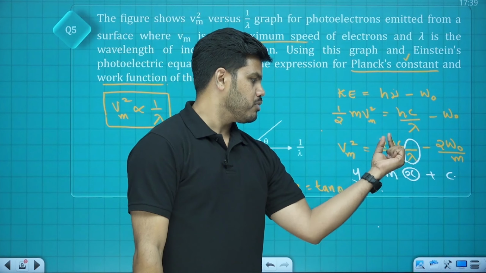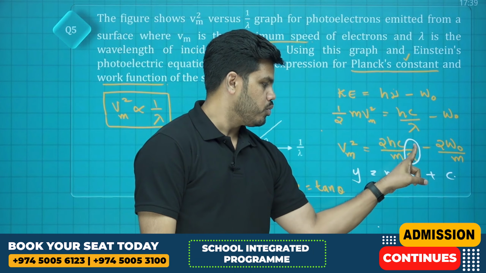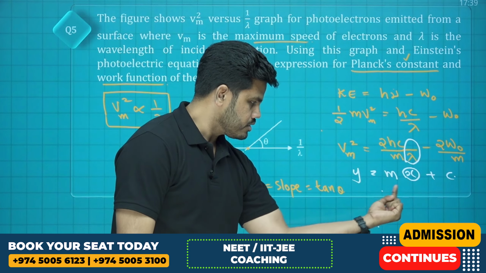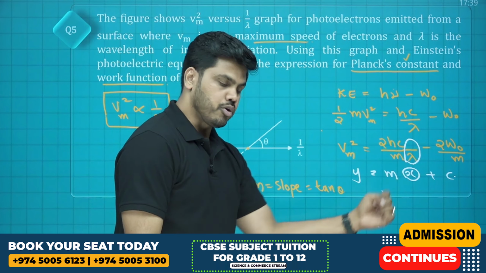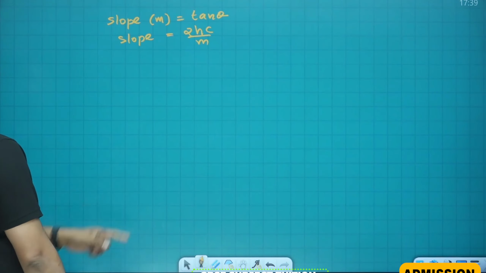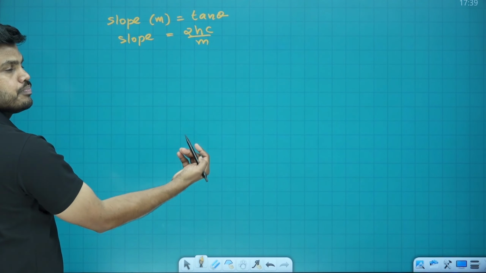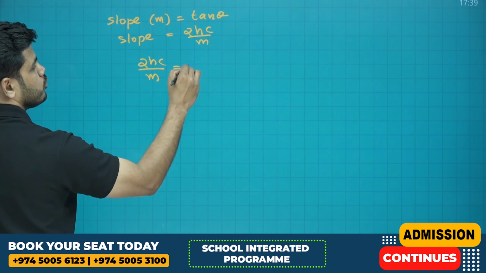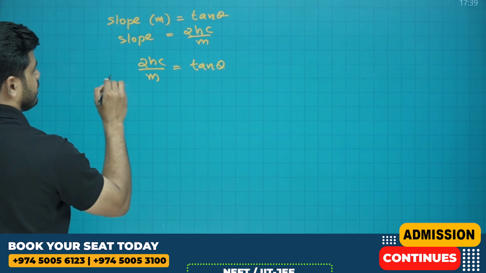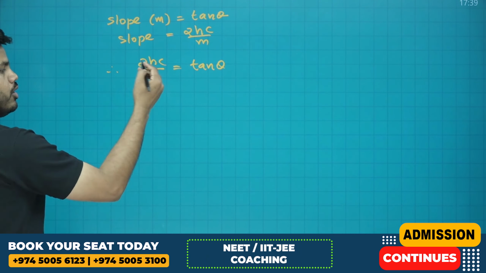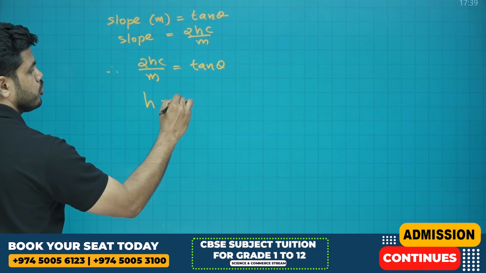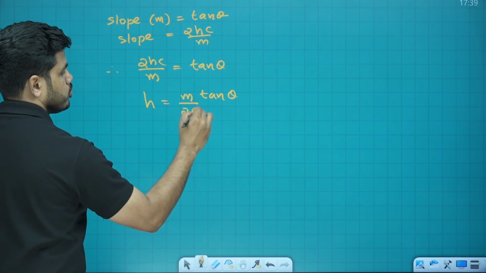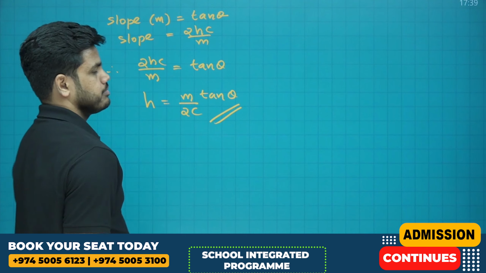And 1 by lambda is along the x-axis. So instead of x, it is 1 by lambda. What comes other than that is the slope. So 2hc by m, we got that value. See, you can equate these two. What is 2hc by m? It is going to be tan theta, right? Therefore, 2hc by m is tan theta. What is h? The Planck's constant is going to be m tan theta divided by 2c. That is the answer for the first question.